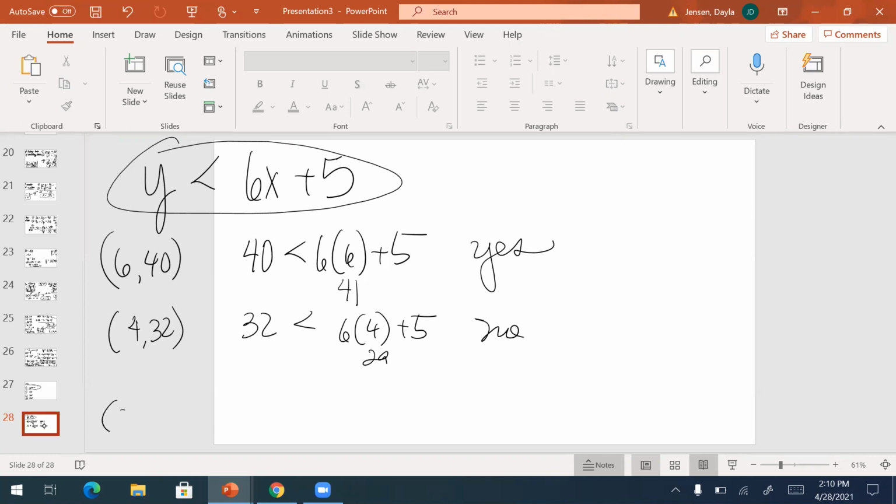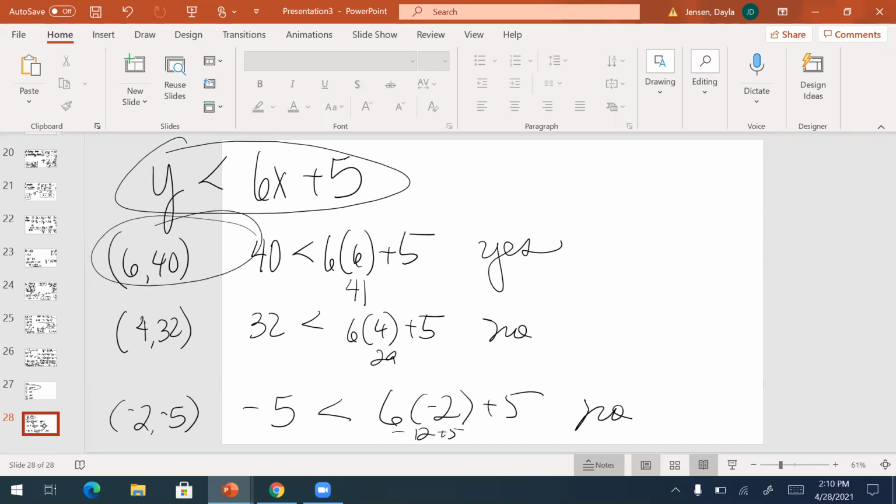What about -2, -5? So I plug in a -5 for y. Is y less than 6 times -2 plus 5? Is -5 less than -12 plus 5? Is -5 less than -7? No. So out of those ordered pairs, that's the only one that satisfies that inequality.